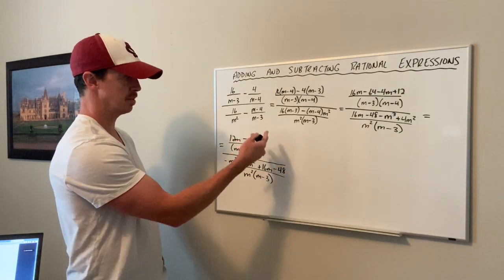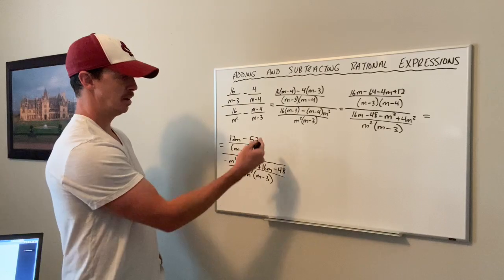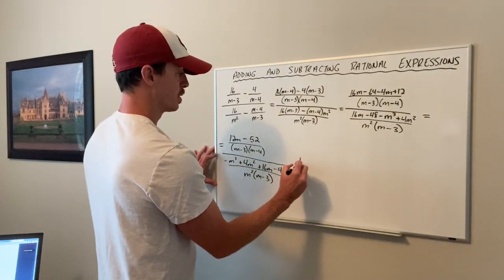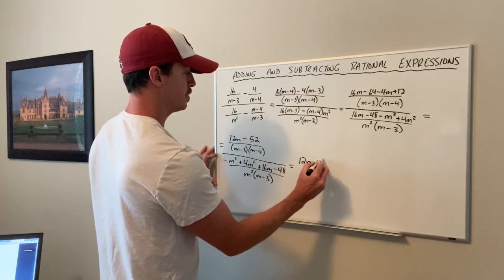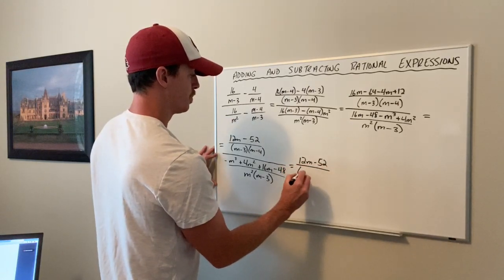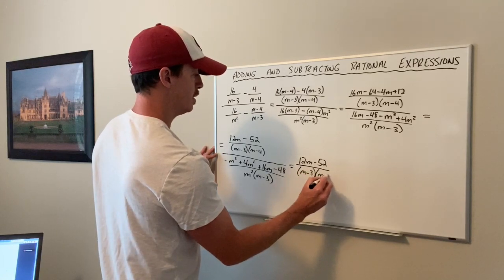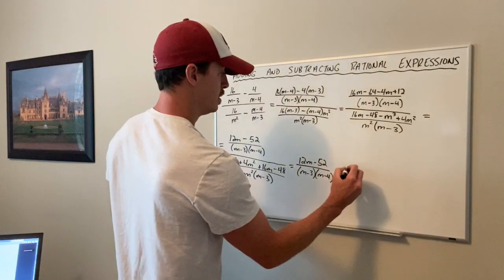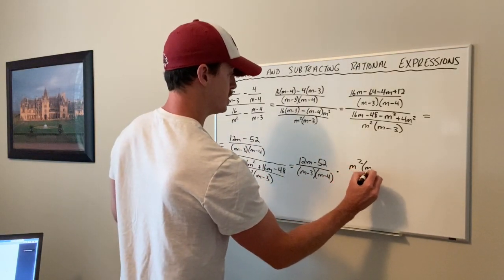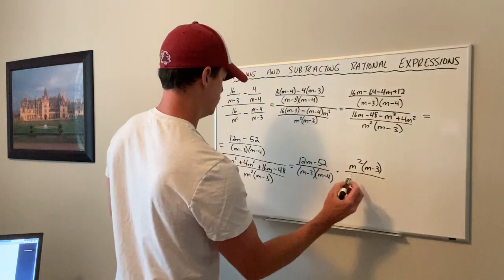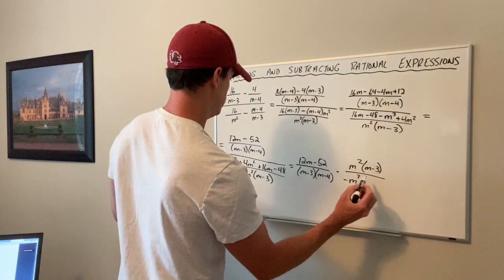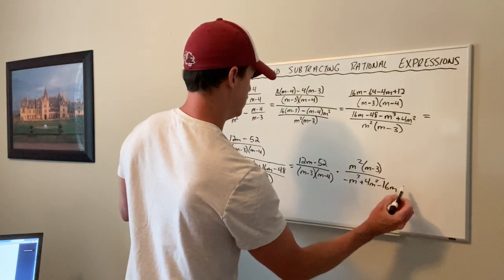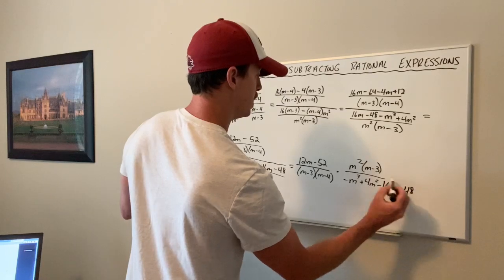So now you've got a fraction over a fraction, which is what we dealt with in the previous section. We're just dividing two rational expressions here. And remember, when you divide fractions, you just multiply by the reciprocal. So this is 12m minus 52 over m minus 3, m minus 4, times the reciprocal of this guy, which would be m squared times m minus 3 over negative m cubed plus 4m squared minus 16m minus 48.